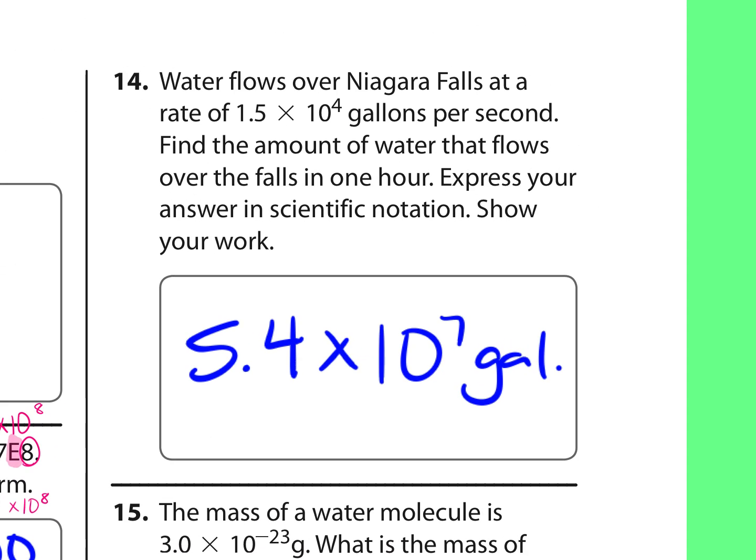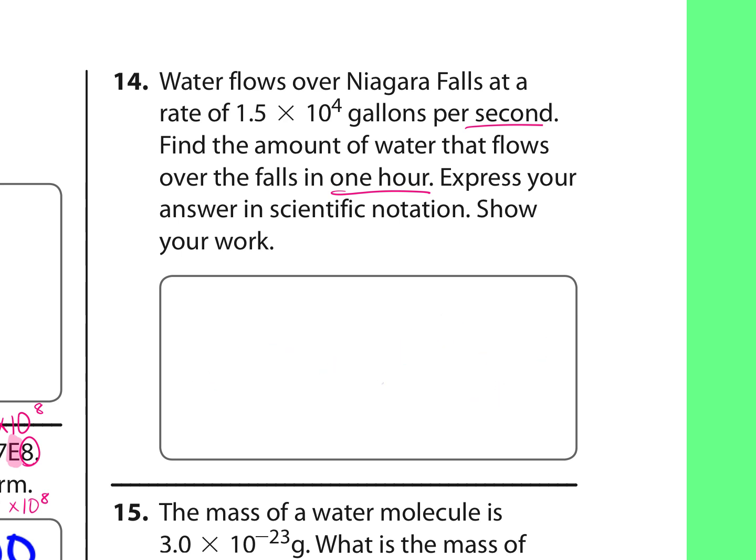Number 14, water flows over Niagara Falls at a rate of 1.5 times 10 to the 4th gallons per second. Find the amount of water that flows in 1 hour. Express this in scientific notation. Okay, well, we've got the amount per second. We've got to convert seconds to hours, so we can think of a couple things. We have 1.5 times 10 to the 4th per second.